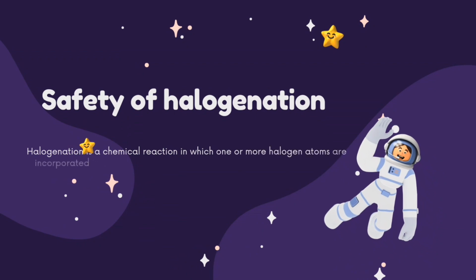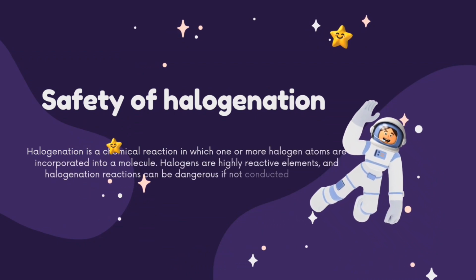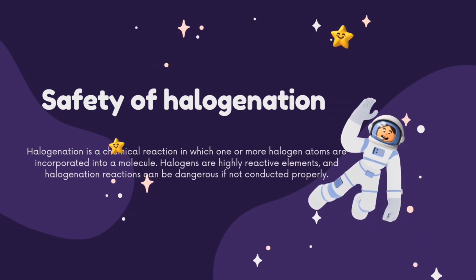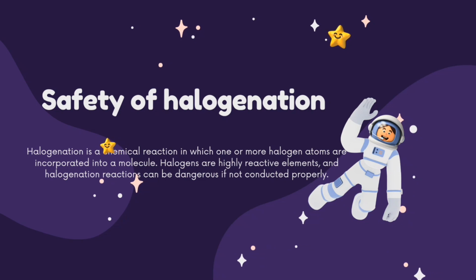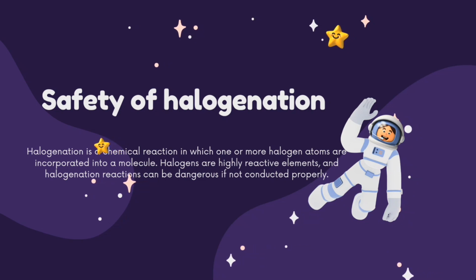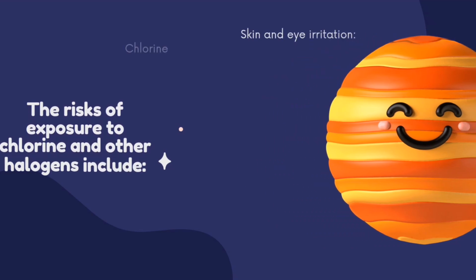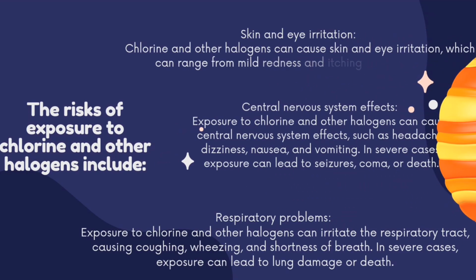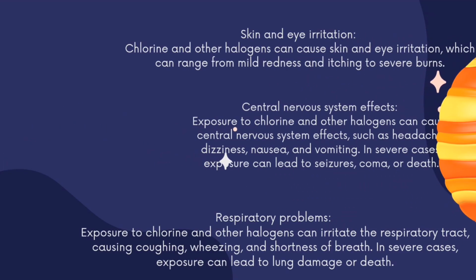Let's move to safety of halogenation. Halogenation is a chemical reaction in which one or more halogen atoms are incorporated into a molecule. The risks of exposure to chlorine and other halogens include skin and eye irritation, weakness, central nervous system effects, and the last one, respiratory problems.